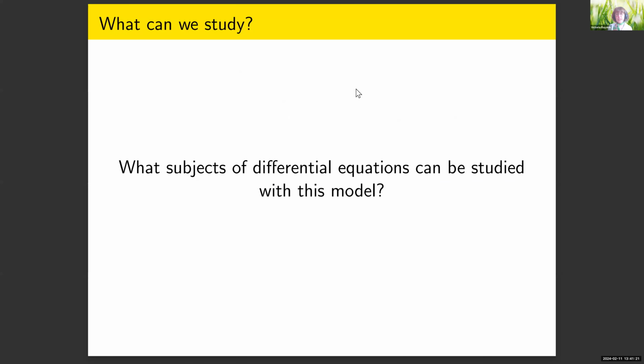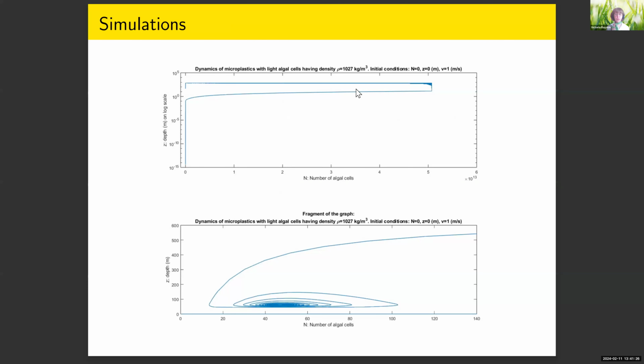Okay, so what can we do with these equations, what can students learn from this system? So the first thing is probably to study the simulations. If we run the simulations for this system, I put here depth versus number of algal cells, and depth here is on the log scale. So we can see that first, the number of algal cells is growing very rapidly, and the depth is increasing.